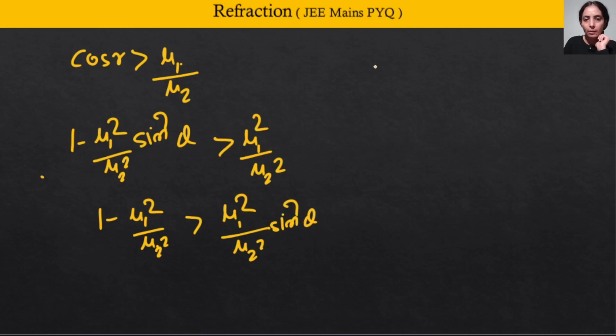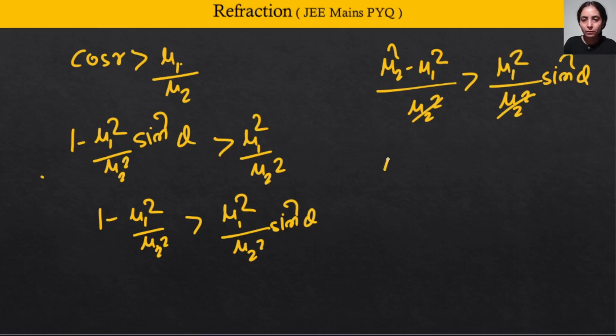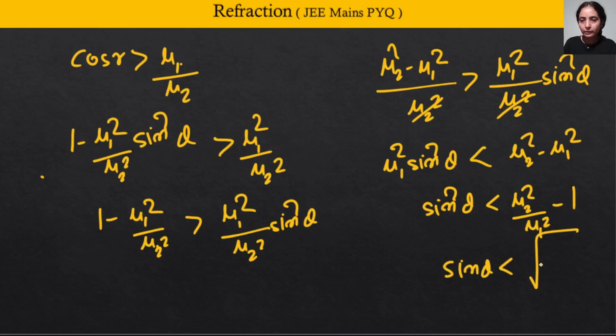Now let us put it: mu2 square minus mu1 square by mu2 square is greater than mu1 square by mu2 square sin square theta. Again let us cut it, and we get mu1 square sin square theta less than mu2 square minus mu1 square. Bring mu1 square to this side. So sin square theta is less than mu2 square by mu1 square minus 1. So sin theta is less than root under mu2 square by mu1 square minus 1.